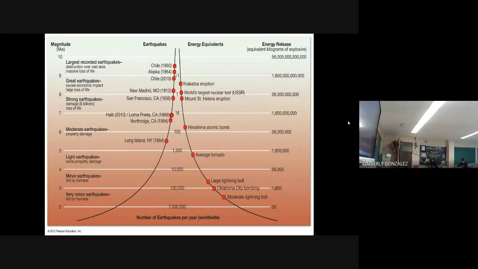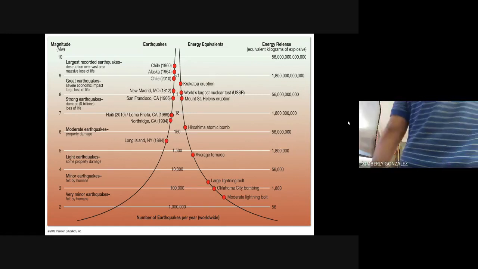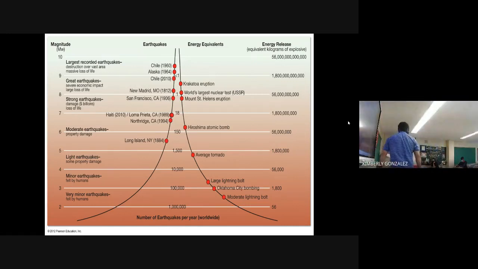And so if we look here, here we have a bunch of different earthquakes that have happened. You actually have one that happened here on Long Island in 1884. Been a while.